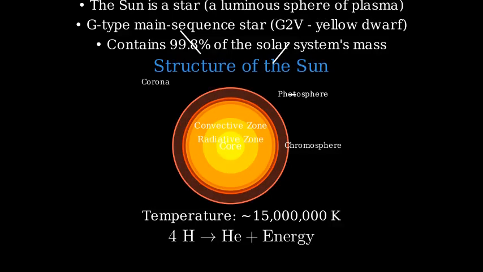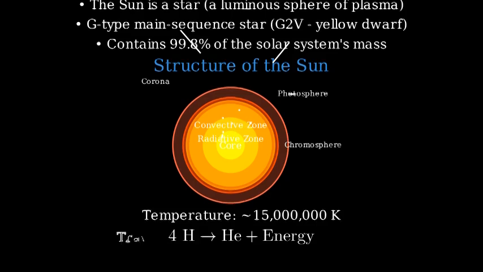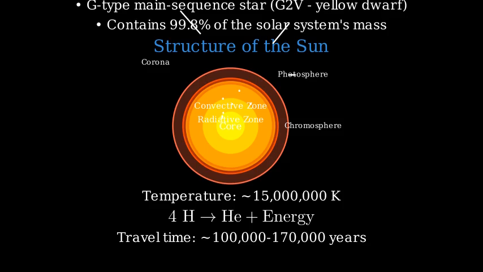Next is the radiative zone. In this layer, energy from the core moves outward through radiation. That is, photons travel outward carrying energy. This process is extremely slow. It can take between 100,000 and 170,000 years for a photon to travel through this zone.